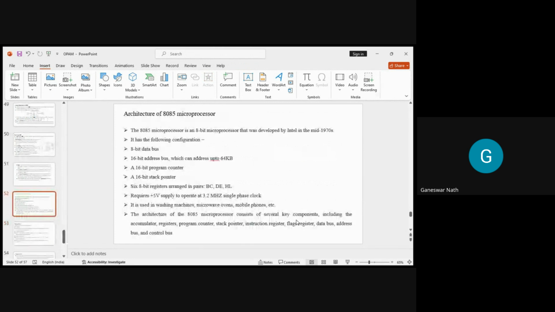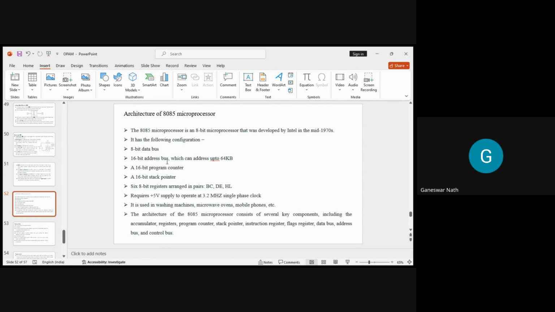Now I'll come to the last part of your syllabus. It has two parts: one is called microprocessor and the other is called microcontroller. In the microprocessor part, we will discuss the architecture of the 8085 microprocessor with its features and applications, and similarly the 8051 microcontroller.